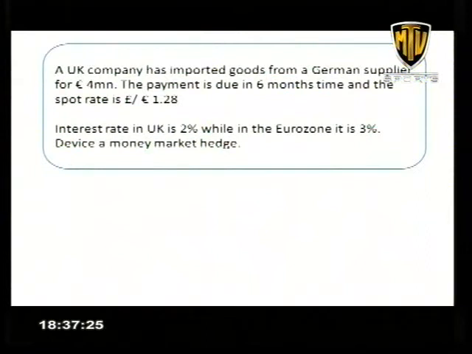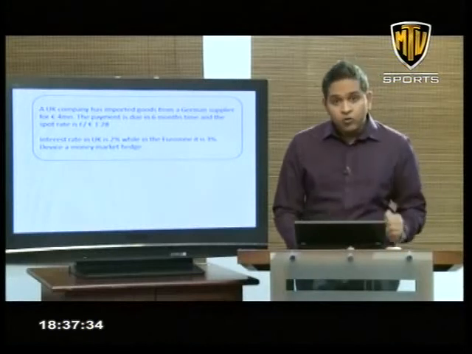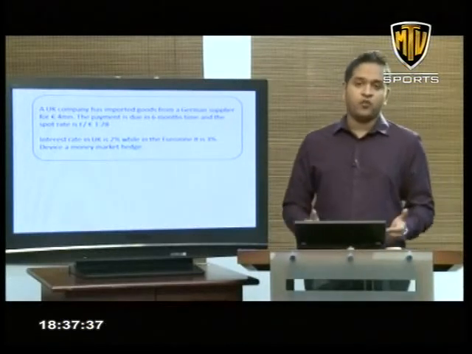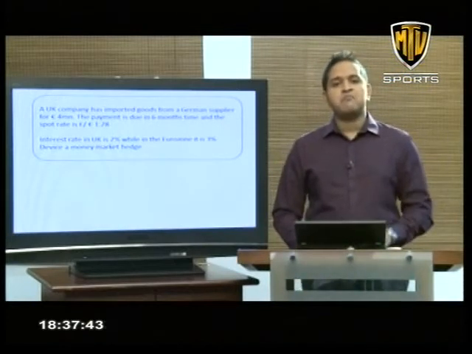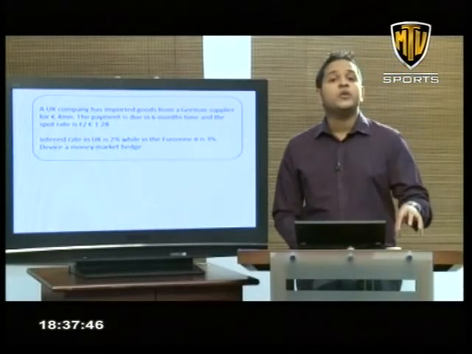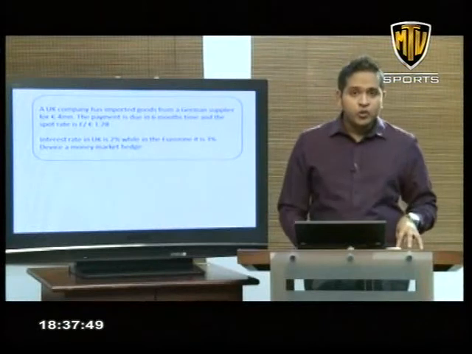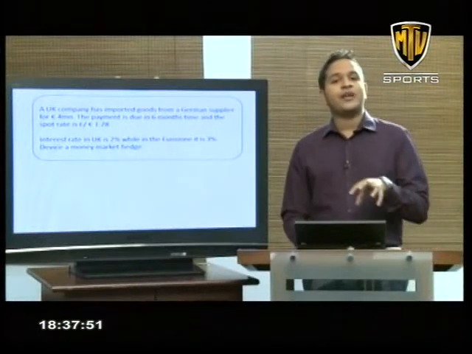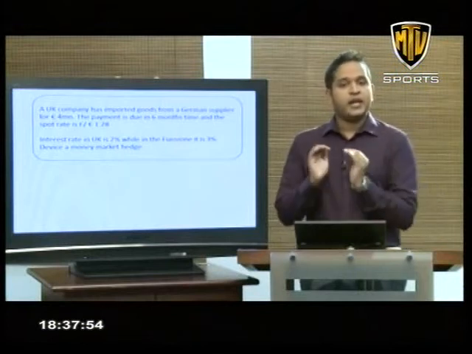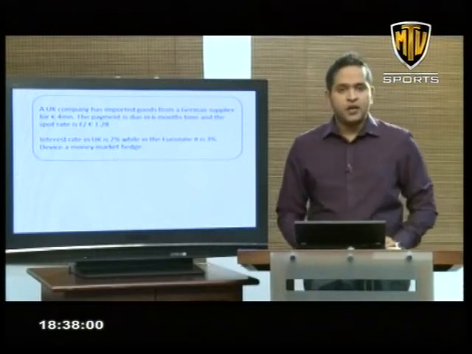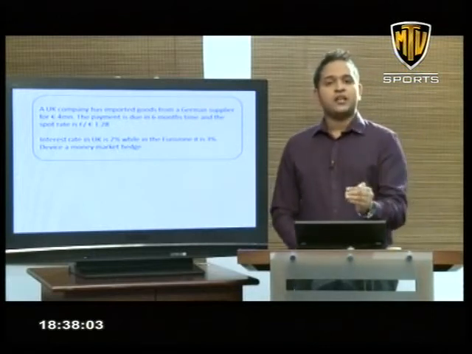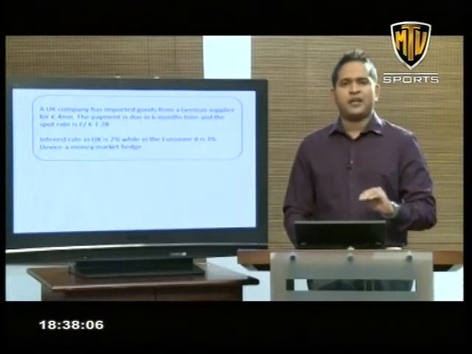So what is the other option I have? Now I know somehow I have to have 4 million euros with me in my hand to settle my supplier. How do I ensure that I have 4 million is by doing a simple deposit. So what I can do is I can make a deposit in euros today, so that the euro deposit I make today will grow to exactly 4 million euros in 6 months time. And I can take that 4 million and give it to my supplier, transaction is settled.